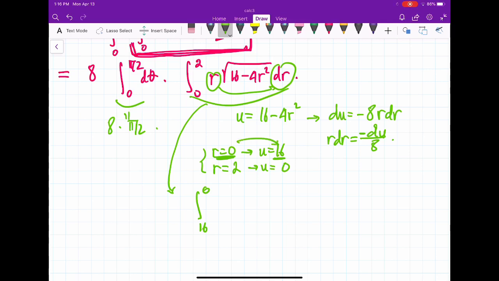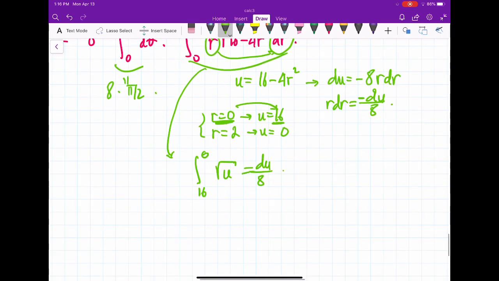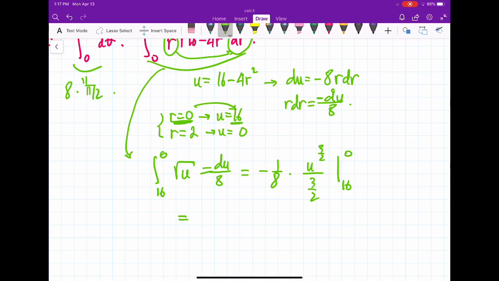R dr is negative du over 8, and we have square root of u, right? So I will have this equal to negative 1/8 u^(3/2) over 3/2 evaluated from 16 to 0. Make sense? So you plug 16 and 0 into this function. At 0 the function is 0. At 16 you have minus negative, so I have plus. So I have 2 over 8 times 3 right here, and then 16^(3/2).